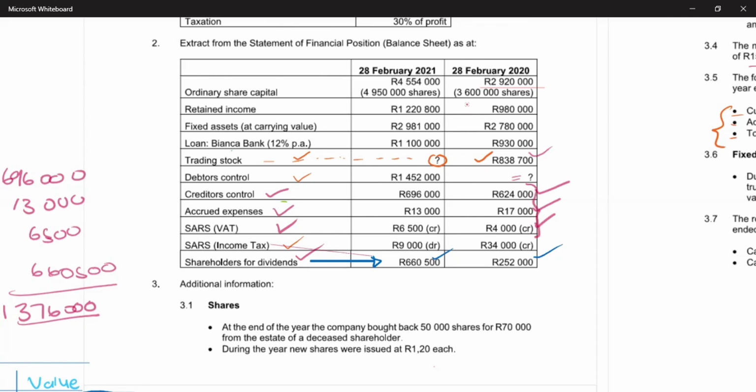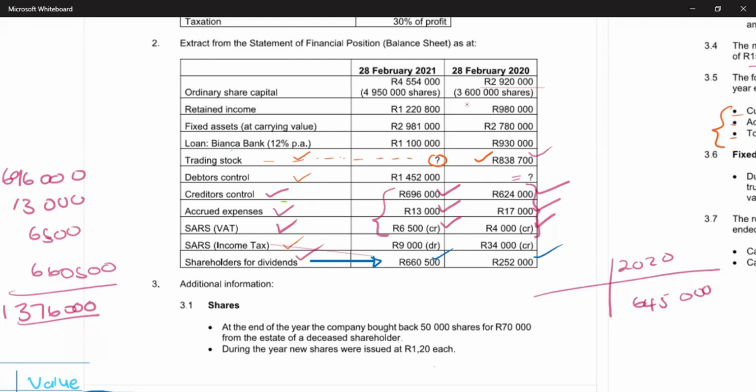right? So I'm going to say 624,000 plus 17,000 plus 4,000. So this is for 2020. My payables amounted to 645,000. Now, doing the same for this year, it's my creditors control, 696,000, accrued expenses. Now, because this is a credit balance for VAT, I'm going to choose that, right? And here SARS owes us money, so okay, we're not interested in that.